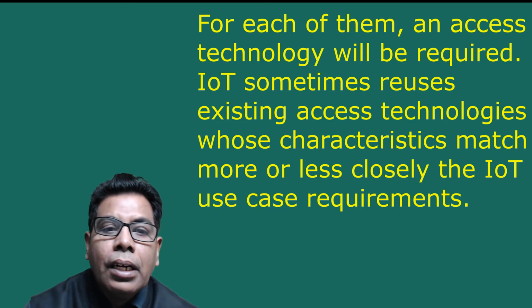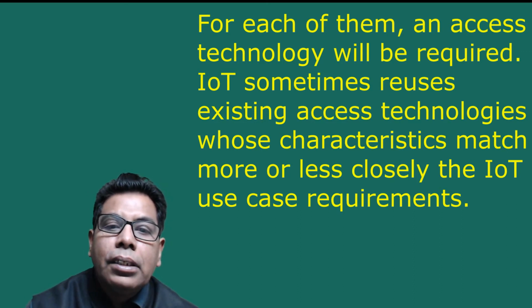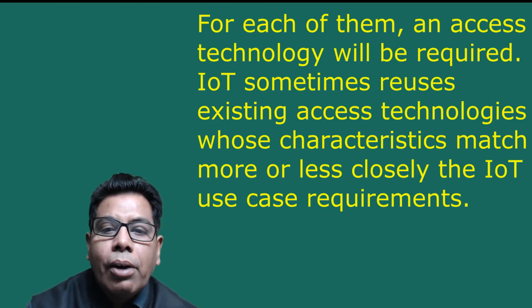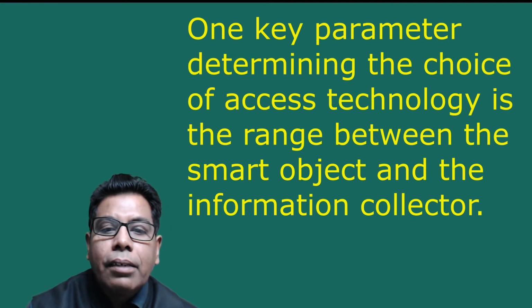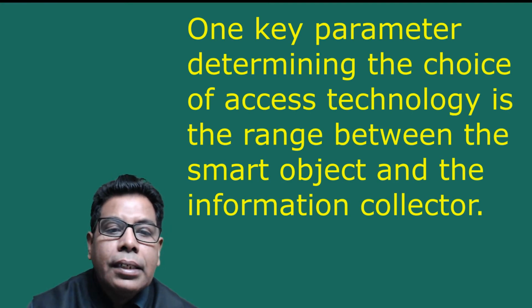IoT sometimes reuses existing technology whose characteristics match more or less closely the IoT use case requirements, whereas some access technologies were developed specially for IoT use cases. Others were not. One key parameter determining the choice of access technology is the range between the smart object and the information collected. The figure lists some access technologies you may encounter in the IoT world and the expected transmission distance.